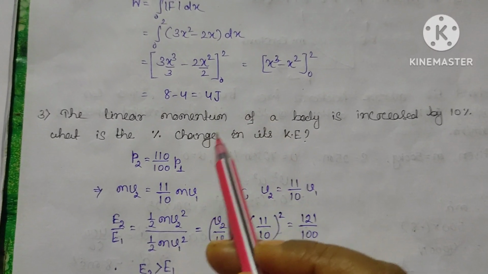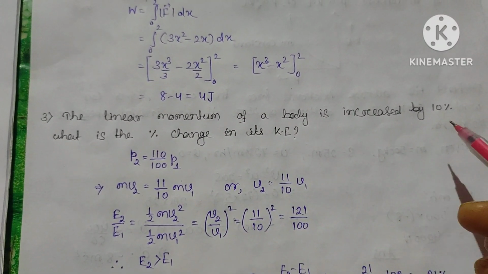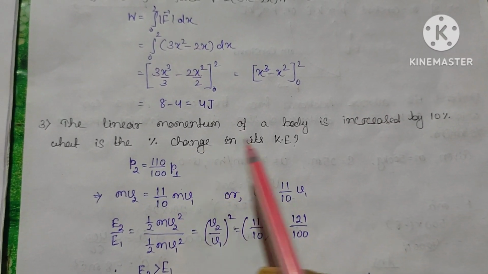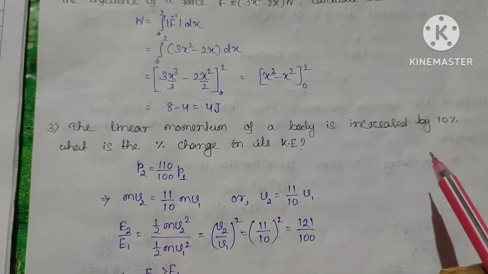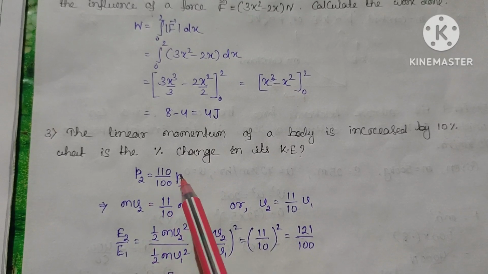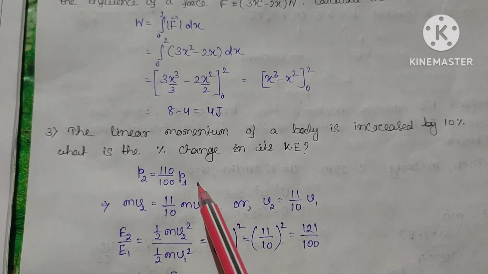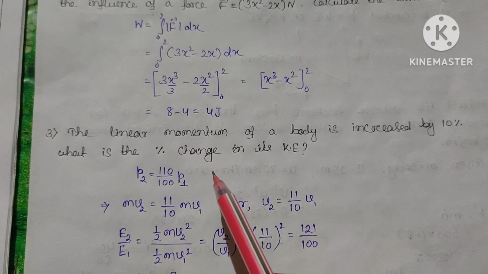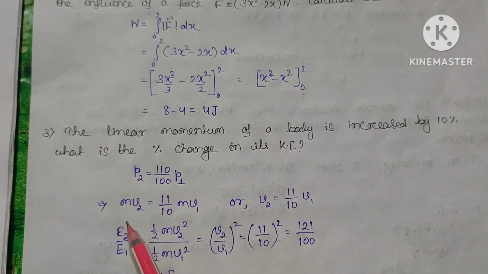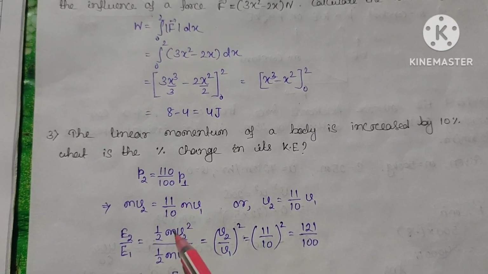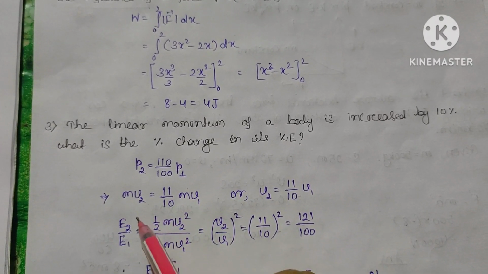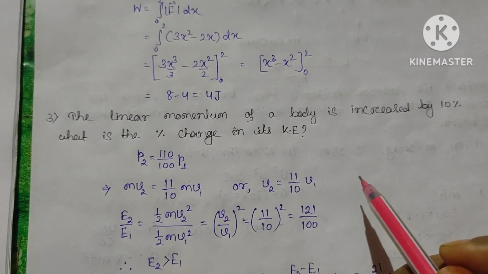So the next question is, the linear momentum of a body is increased by 10%. What is the change in its kinetic energy? The linear momentum increased by 10% means, suppose it is 100, then it is increased to 110. So P2 will be equal to 110 by 100 into P1, where P1 is the linear momentum and P2 is the linear momentum after increment. So P2 is mv2, that is equal to 11 by 10 mv1, the 0 and m get cancelled, that is v2 equal to 11 by 10 v1.